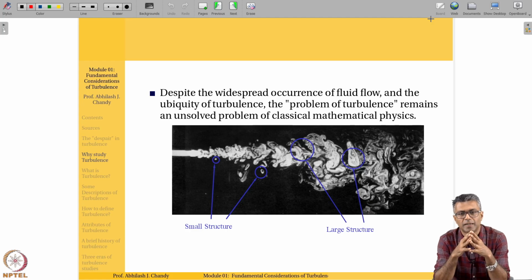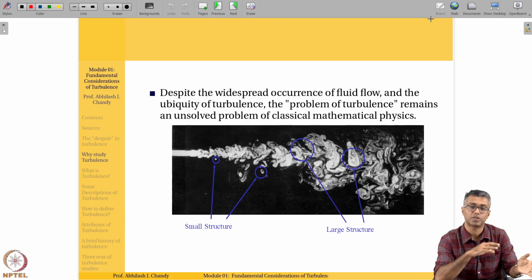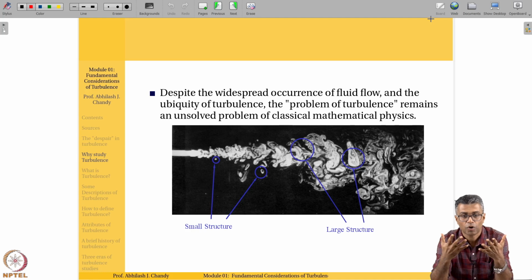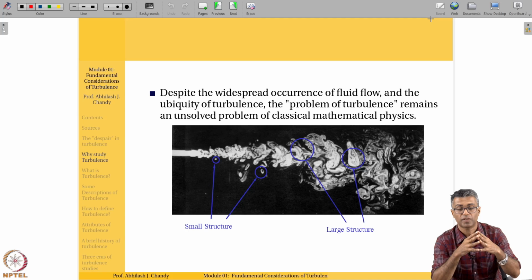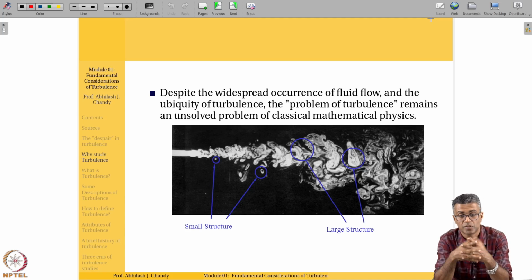So despite turbulent flow occurring in a wide range of applications, both in nature and engineering, we call it the ubiquity of turbulence, meaning it exists everywhere. The problem of turbulence, we call it the problem of turbulence because it really is a problem. It's one of the last unsolved problems in classical physics, right? So it still remains an unsolved problem even to this day. And understanding turbulence is a significant challenge. So I'd like to show you this picture which illustrates one of the complications in understanding turbulence: its range of length scales.